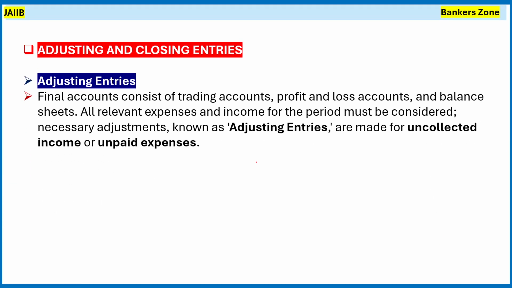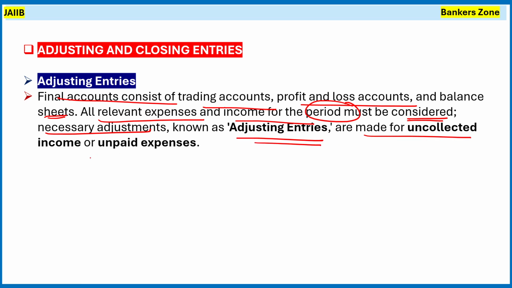Next, adjusting entry and closing entry. See, very small concept. Final accounts consist of the trading account, profit and loss account, and the balance sheet. So all relevant expenses and income for the period must be considered. Necessary adjustments, like adjusting entries, should be made for items such as uncollected income and unpaid expenses. So this is the adjustment we are doing.